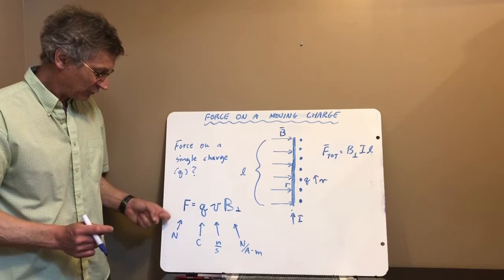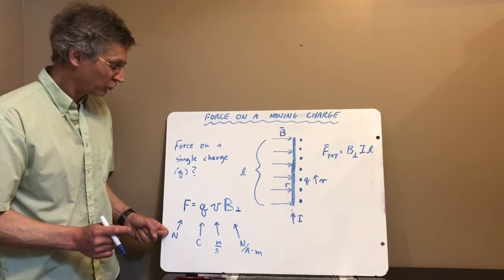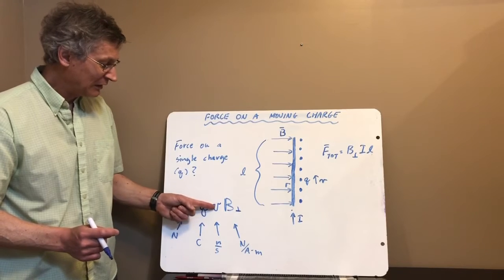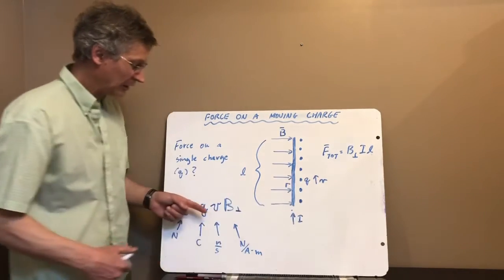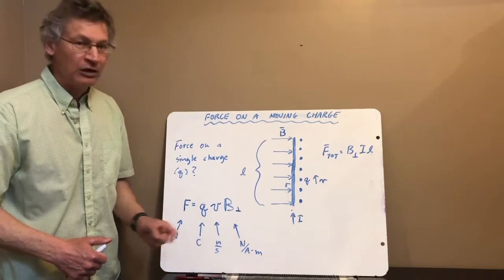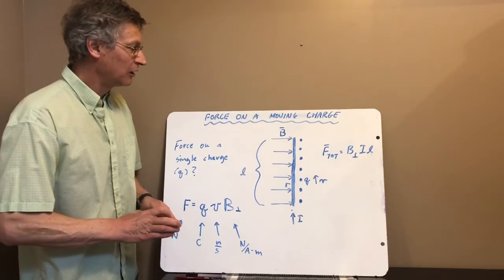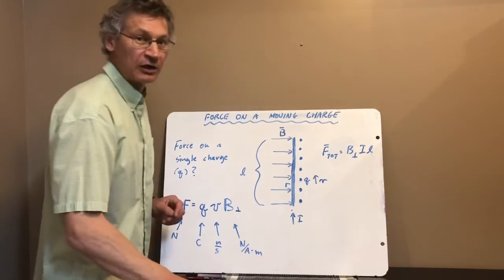F is your force on the charge in newtons. Your magnetic force on the charge is in newtons. Q is the charge in coulombs. V is the velocity of the charge in meters per second. And of course, B is the magnetic field in newtons per amp-meter. Next thing we'll do is a little example where you can work with this little nugget right here.